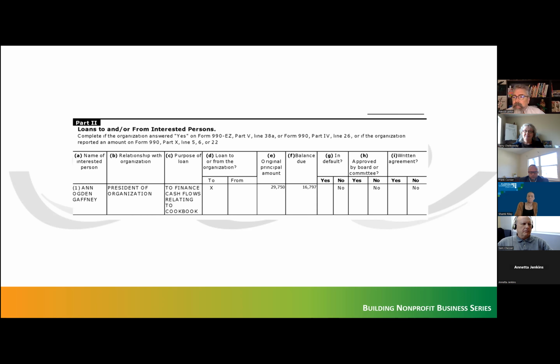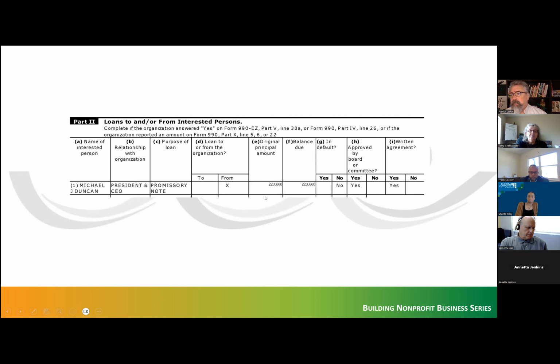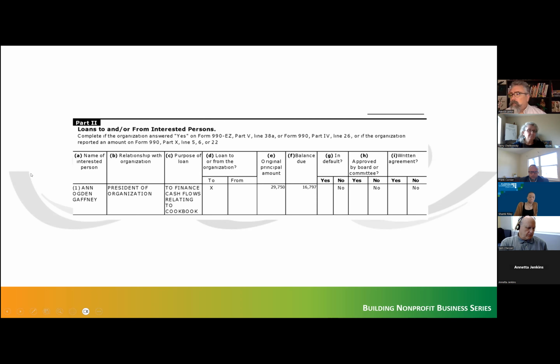So in this case, Ann Gaffney, she's the president of the organization, and she has provided a loan to help finance a cookbook. Thank you, Ann, for helping with the cash flow issues that we're going to have with actually putting out this cookbook. You can see the principal amount on there. This is from Schedule L, sorry. So, the original amount was nearly $30,000. The principal due is nearly $17,000.